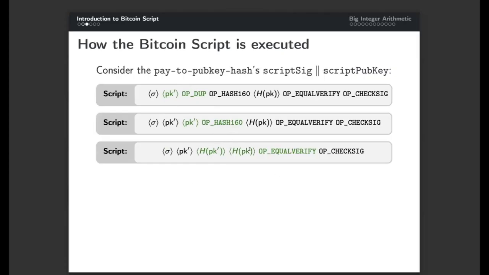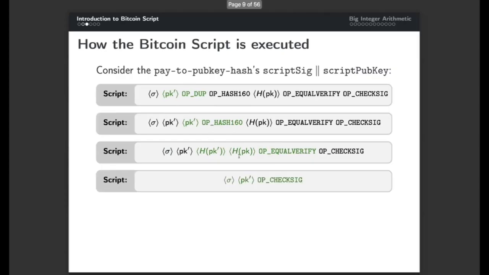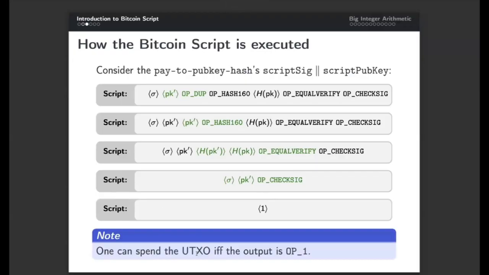Then, given two hashes, you can verify whether they are equal or not. You do this by using the OP_EQUALVERIFY opcode. In case everything goes well, these just get eliminated. In case these are not equal, the script aborts, so you cannot use the coins. And then finally, once you have the signature and the public key, you can use the opcode CHECKSIG to spend the coins. In case everything goes well, you get one. And so you can spend the UTXO if and only if the output of your concatenation of the script sig and script pubkey gives you one.